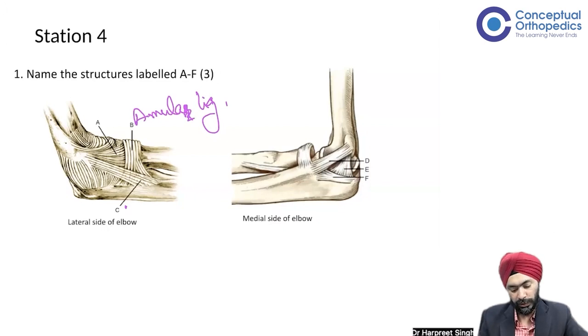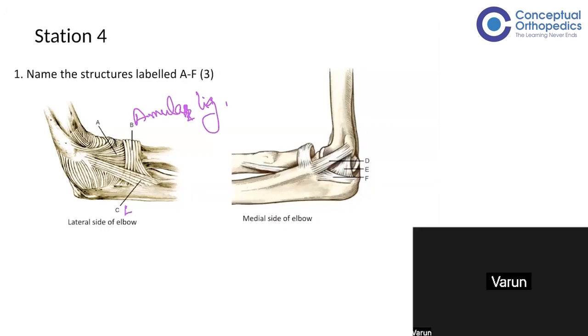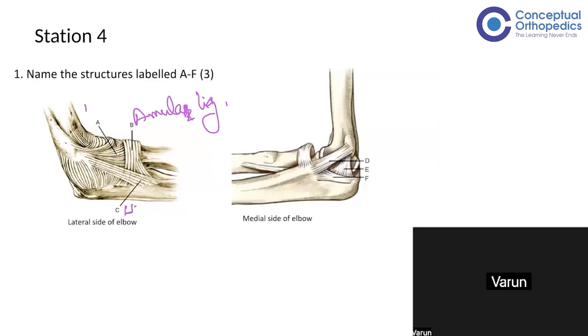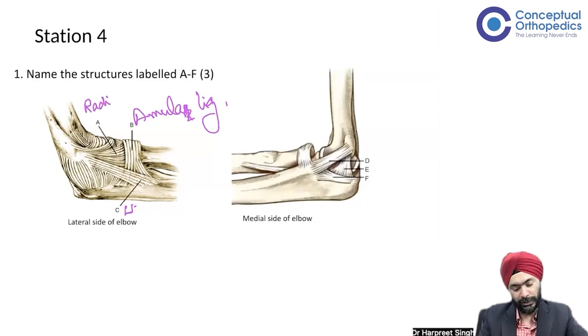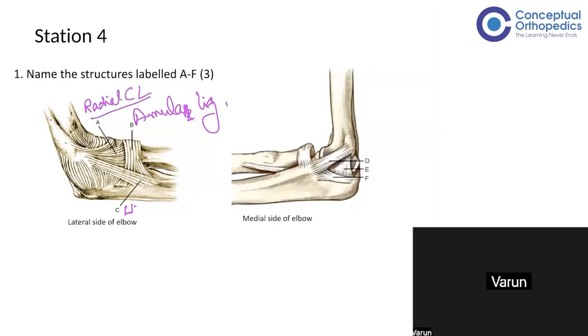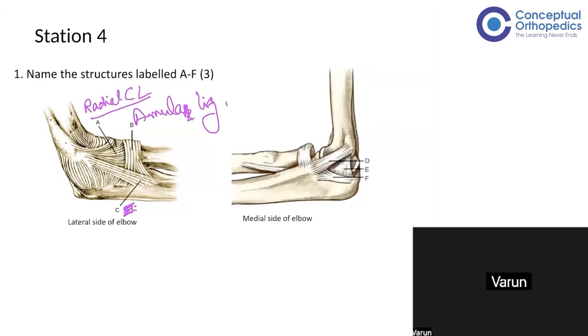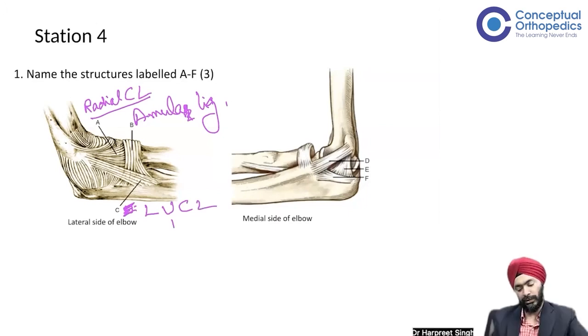What is C? A is the radial part of the lateral collateral ligament, so the better name is radial collateral ligament. You are almost there, but C is the most important one. You should remember it: lateral ulnar collateral ligament. Excellent. LUCL, the lateral ulnar collateral ligament.